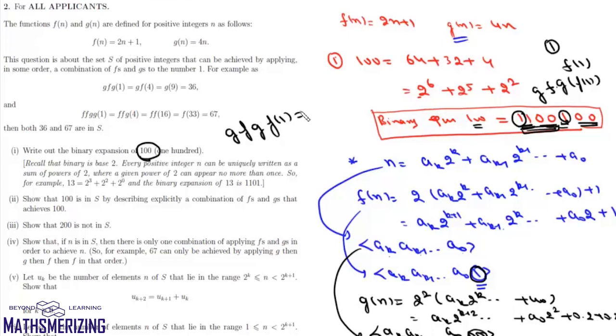What is f1? f1 is 3. So it'll be gf g3. Now what is g3? g3 is 12. So it'll be gf into 12. What's f12? f12 is 25. So it'll be g of 25, and then g of 25 is 100. So the required combination is gf gf1.